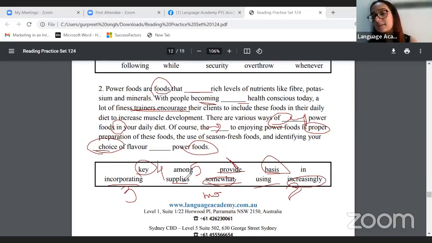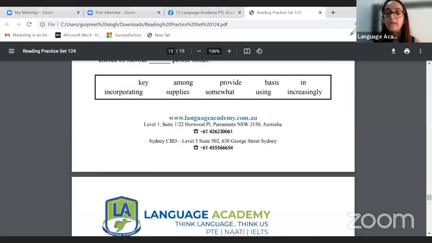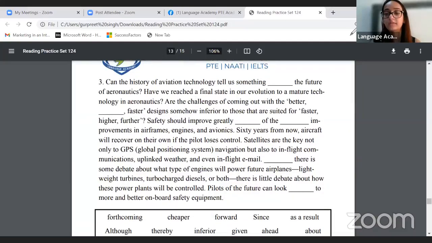Some of you have unnecessarily messed this up. Using the word incorporating is including. Right? Any other confusion, anyone? So you have to incorporate, meaning you have to include these power foods in your diet. You don't have to use the food. Do we ever say use this food in your diet? We say include this food in our diet.